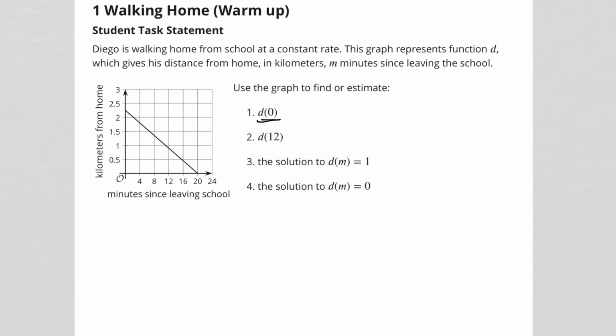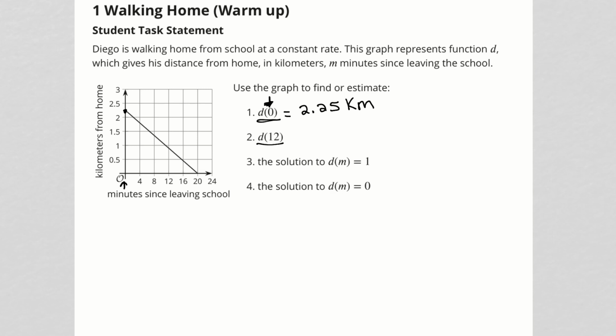We have our function, so D of 0. The distance is a function of time, and so our time is going to be in the parentheses. It's our independent variable. Our independent variable is always going to be our input. Some of you guys have been struggling with that. So I'm going to look at 0 minutes and go up and see that my point is at approximately 2.25 kilometers.